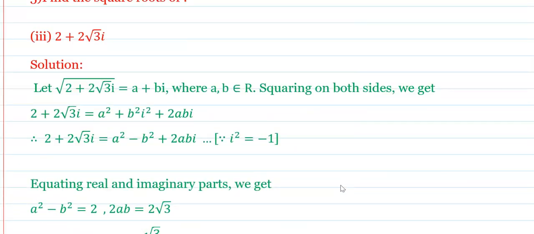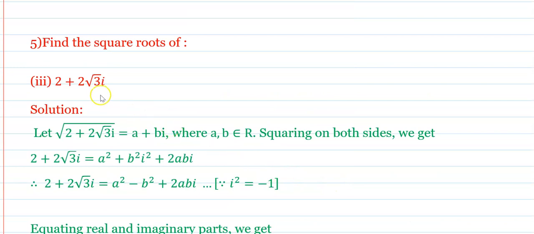Okay, now the next example, find the square root of 2 plus 2 root 3 i. Let the root of 2 plus 2 root 3 i is equals to a plus bi, where a, b belong to the set of real numbers. Again squaring on both sides, we square both sides, therefore you will get square and the root sign will get cancelled, and you will get 2 plus 2 root 3 i, and its bracket square will happen.